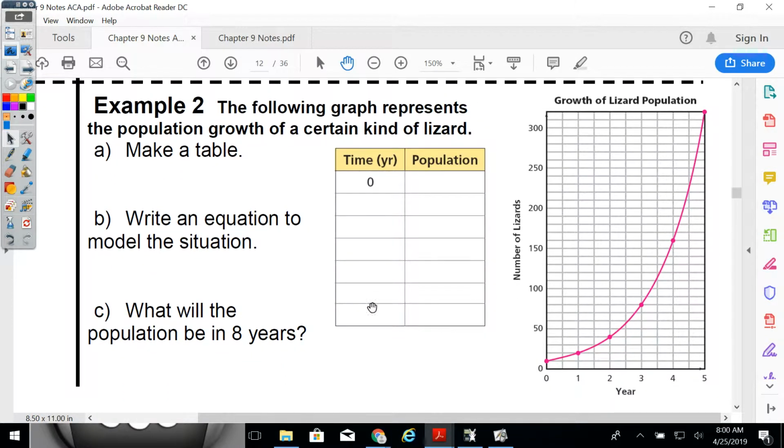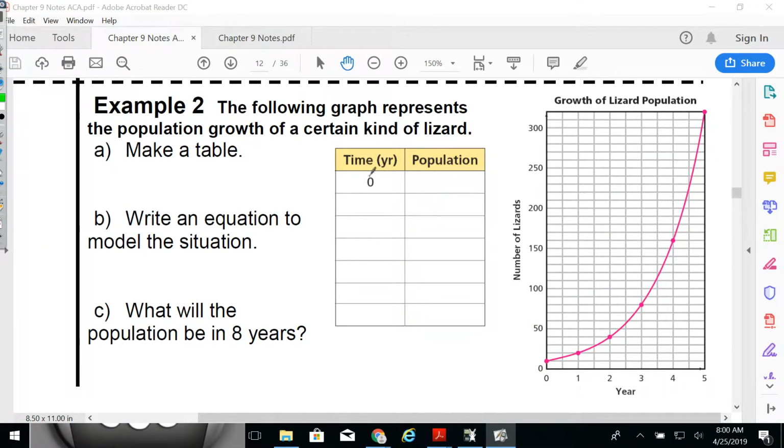So the following graph represents the population of a certain kind of lizard. All right, so what we're trying to do is figure out these y coordinates. So at 0, that's this point right here, but I have to figure out what these count by. If this is 50, with 1, 2, 3, 4, 5 in the middle, then 50 divided by 5 tells us that each tick mark is 10. 10, 20, 30, 40, 50. So it starts with 10.